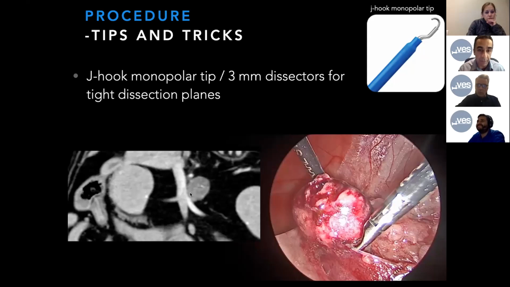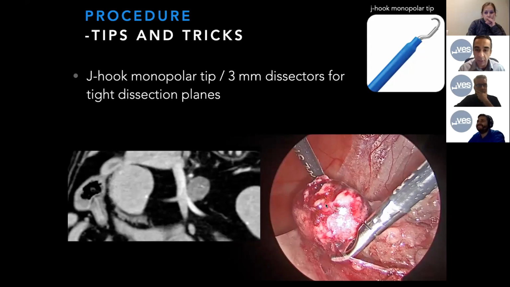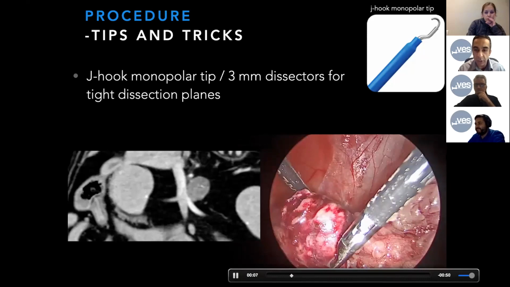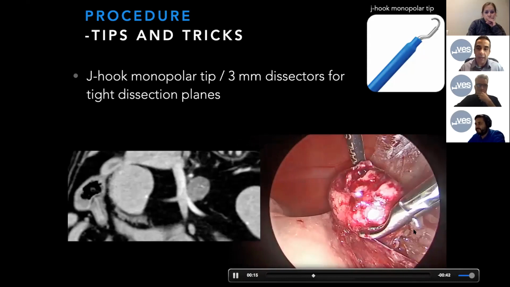And I'll play the video. The 5 millimeter instrumentation is just too big in this area, and it might not allow you to get into these tight planes. And so we're just using this 3 millimeter dissecting forceps. There's some peritoneum overlying, and really handy, that's where the J-hook could come in there now as well to peel some of that away.